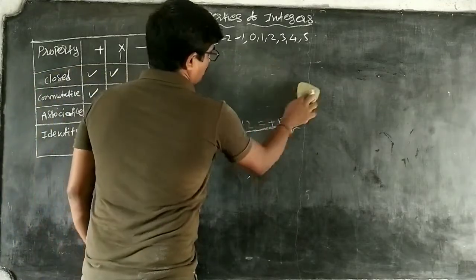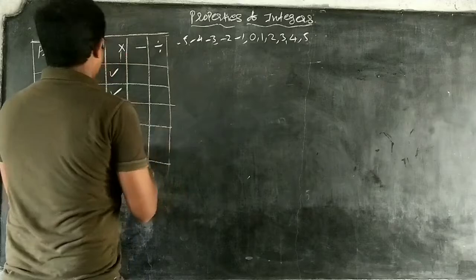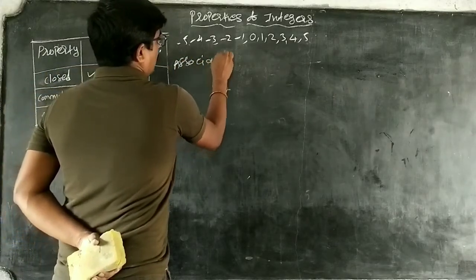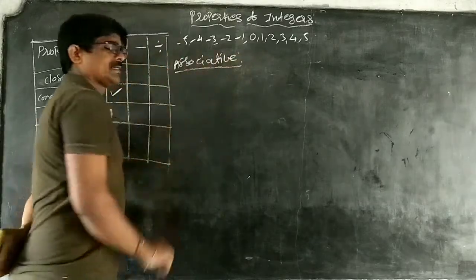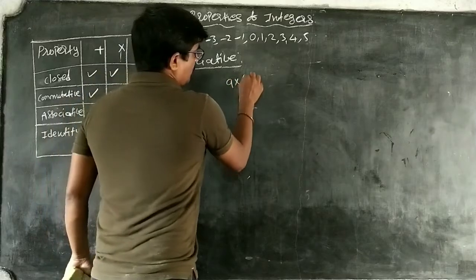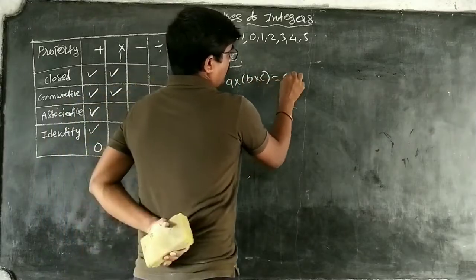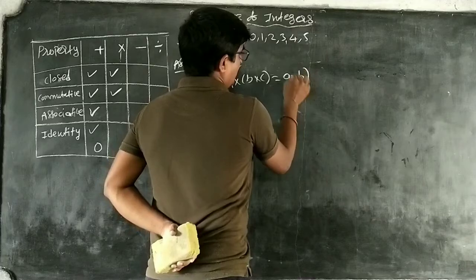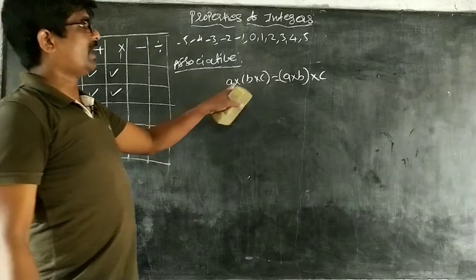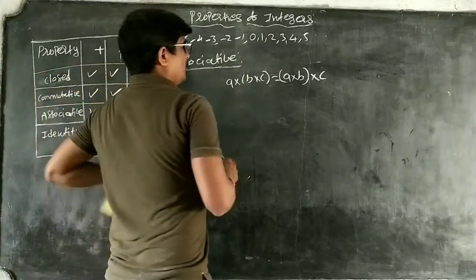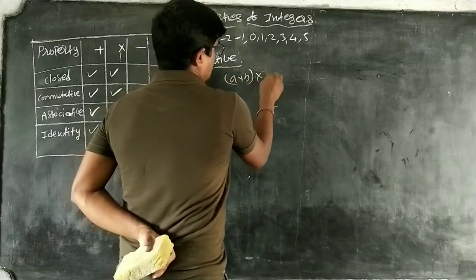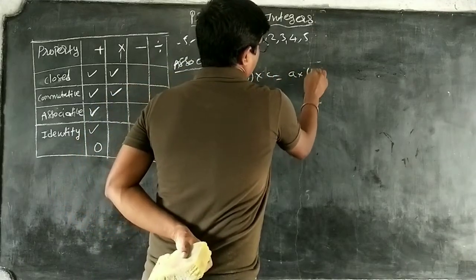Commutative, after that associative. What is associative? Simple, same like that only. In general, (A into B) into C is equal to A into (B into C). Some members write it like this also: A into B into C is equal to A into B into C.